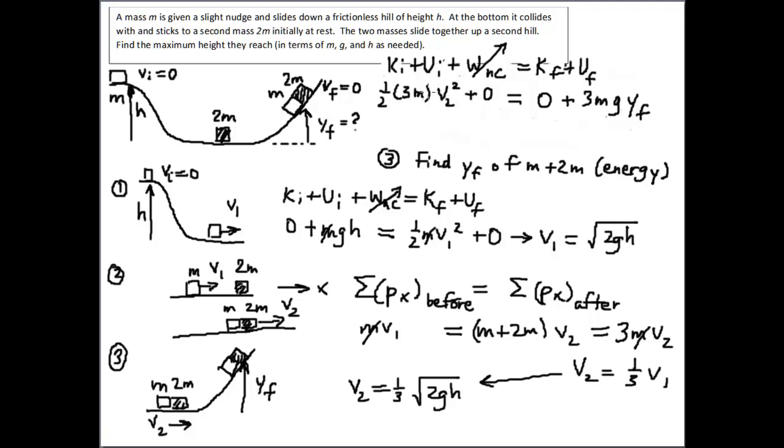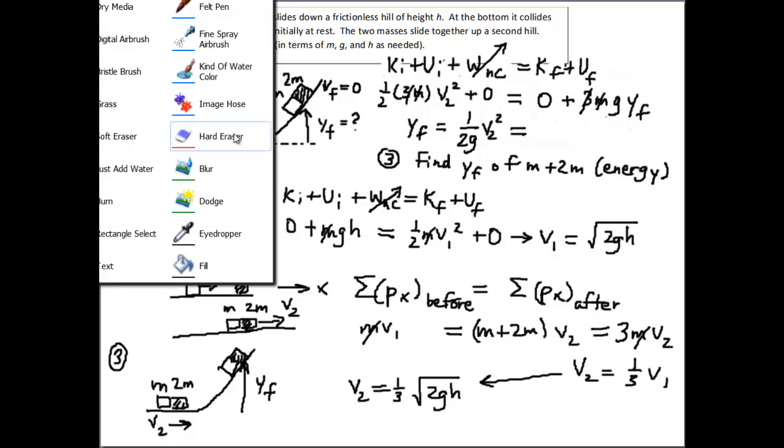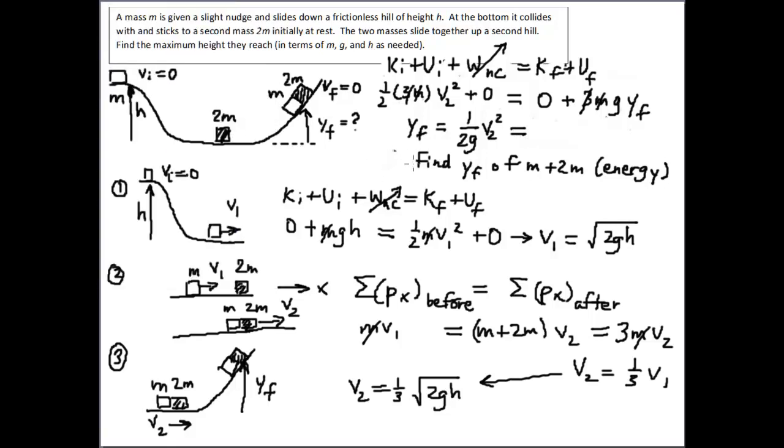I can divide both sides by m, so the m term is going to drop out, and there's a 3m on both sides of the equation. So the 3m drops out, and if I solve this for y final, I've got 1/2 v2 squared. I'm going to divide by g, so what I get is y final is equal to 1 over 2g times v2 squared.